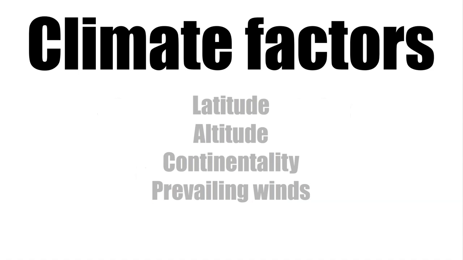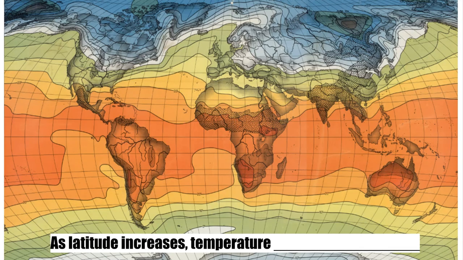And there are 4 factors that affect the climate that we're going to have a look at: latitude, altitude, continentality, and prevailing winds. So let's jump in with factor number 1. It's latitude. Latitude is the distance from the equator. And if you take a look at this map, it shows you a very clear pattern. This is the January temperatures. As you move away from the equator, as distance from the equator increases, or as latitude increases, temperature decreases.